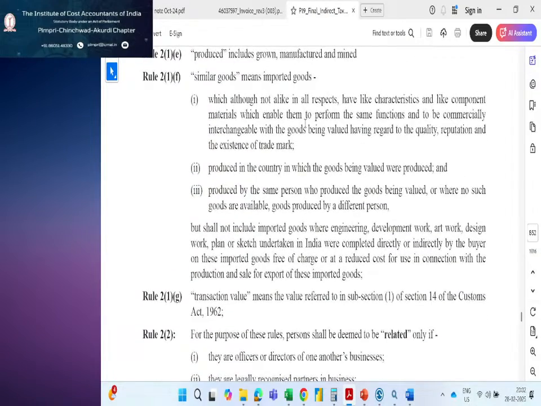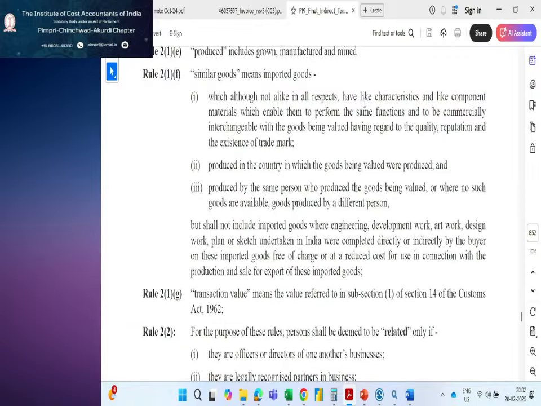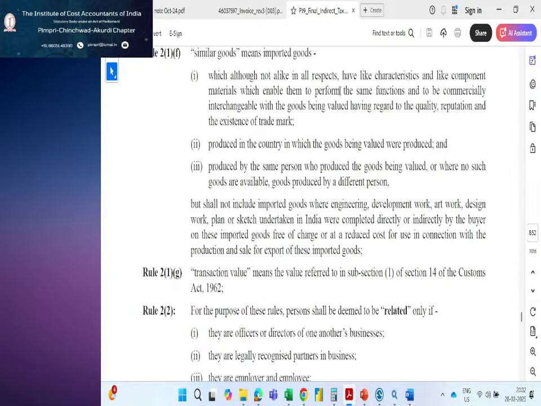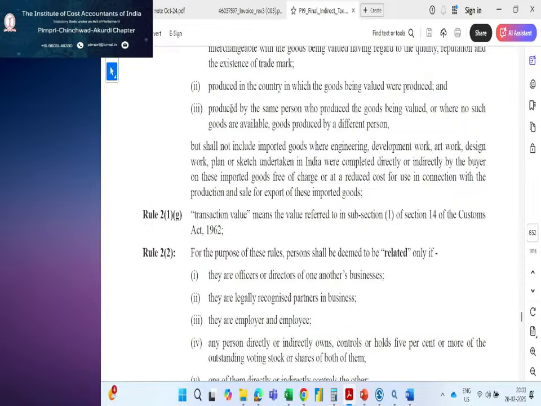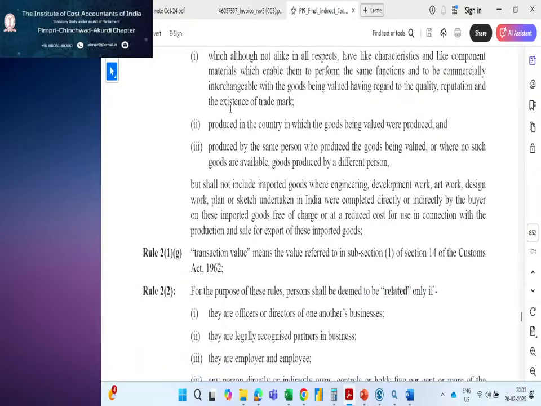Similar goods. So previously we have seen identical or similar goods. So here also similar goods means imported goods, although not alike in all respects, but having like characteristics and like component materials, performing the same functions and being commercially interchangeable with the goods being valued, produced in the country in which the goods being valued were produced, and produced by the same person. So these are the definitions for similar goods.